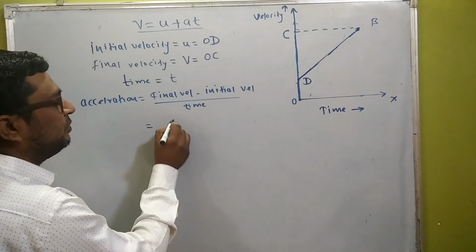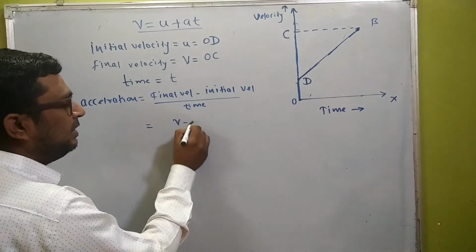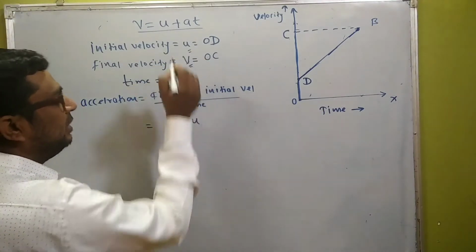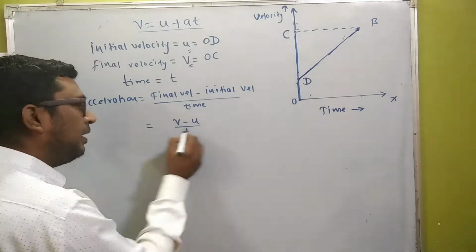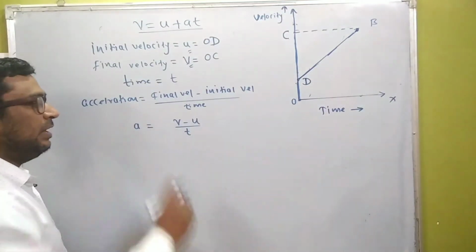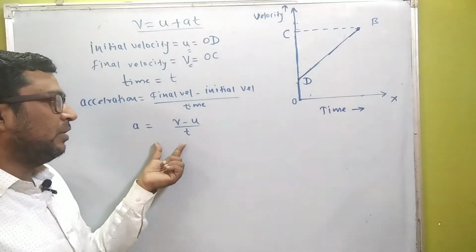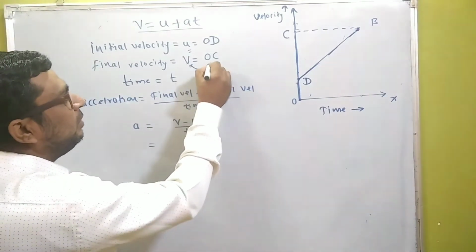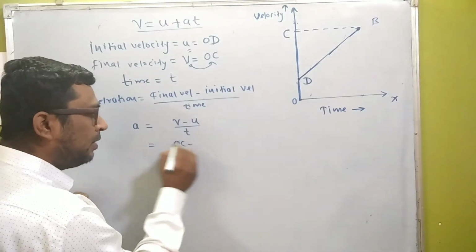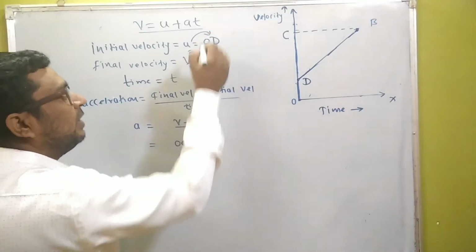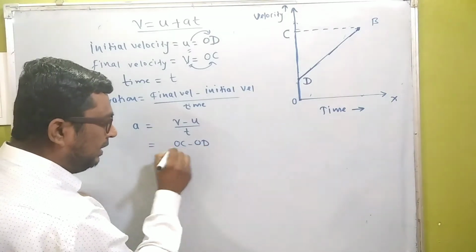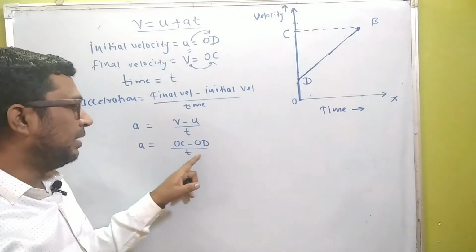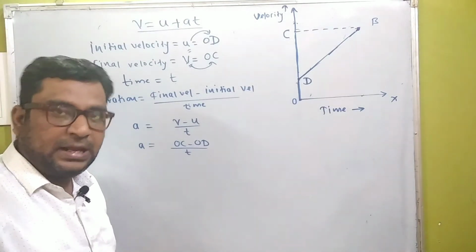Here the final velocity is V, minus the initial velocity u, divided by time t. These are the letters to denote final velocity V and initial velocity u, and for acceleration we have a. Now V has the value OC, u has the value OD, and t we keep as it is. So a equals OC minus OD divided by t.